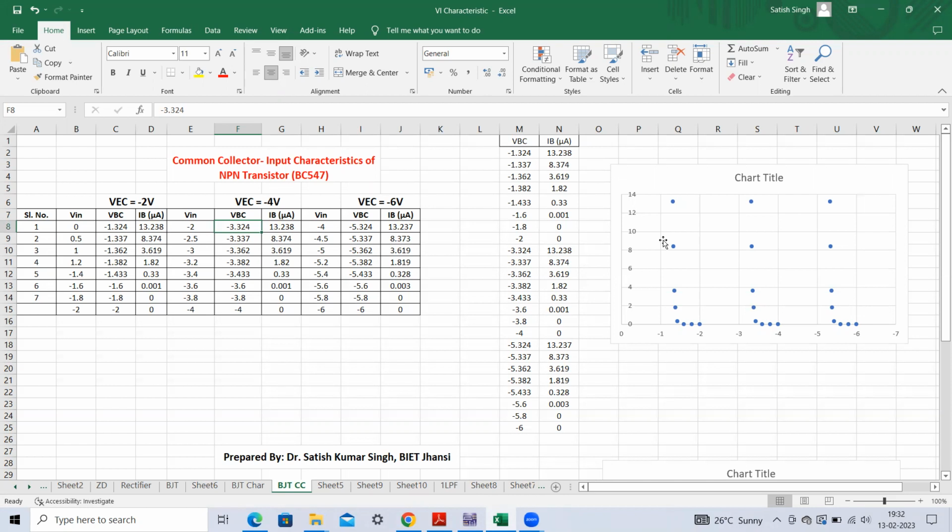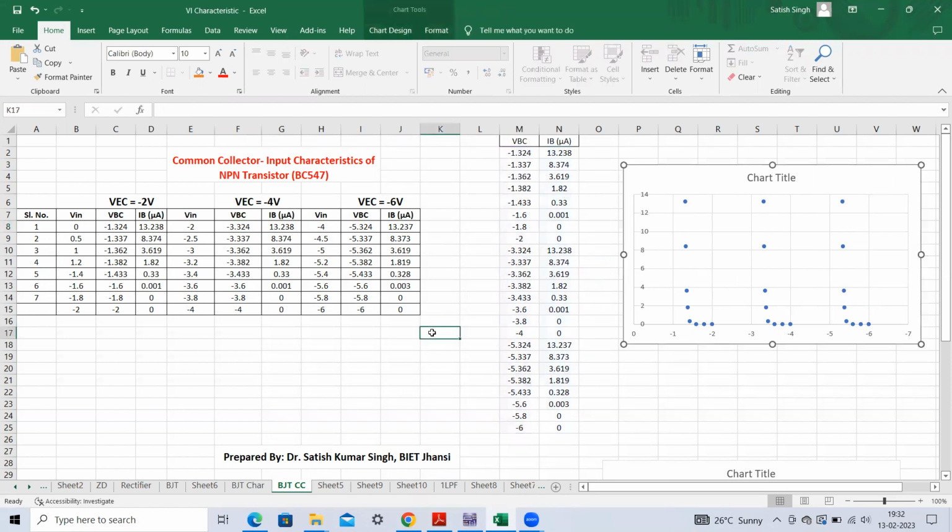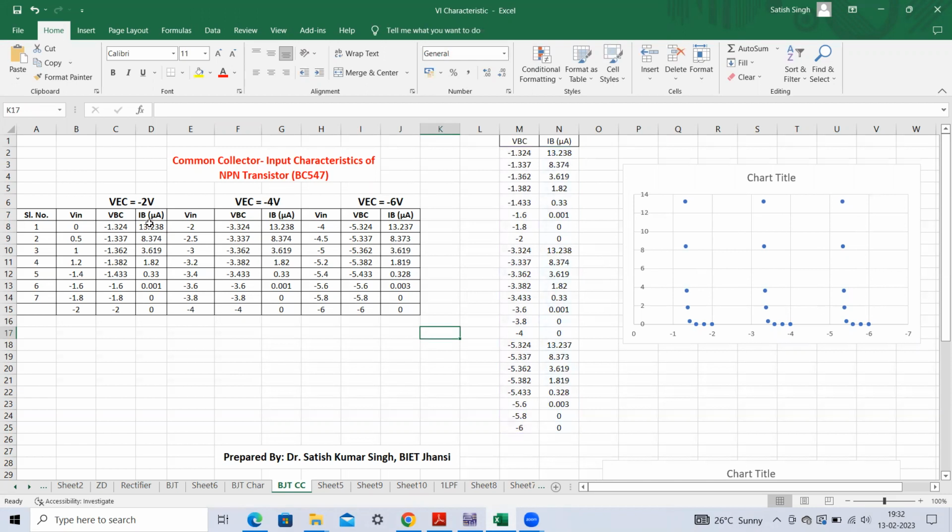To get this particular curve, first I have just copied this data. You can see VBC and IB. You just copy this data from here to here. Up to -2 volt, I have already copied. Here you can see this is -2 volt, and this data corresponds to 0. Then again at the bottom of this data you have to copy this data again, and again. This way I have copied all this data, which is obtained for different values of emitter to collector drop. And then you have to go for the plotting.